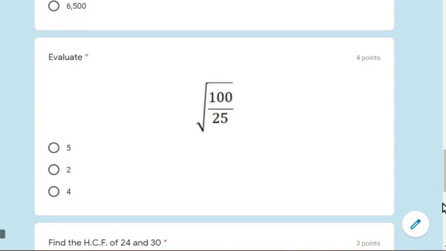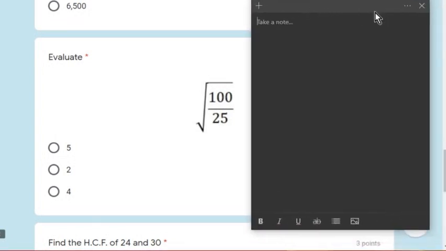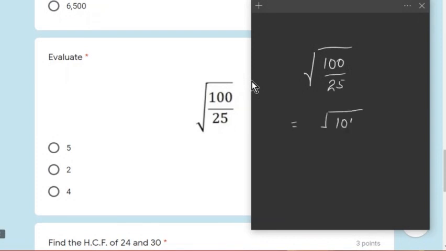Evaluate the square root of 100 over 25. So we need to know our square numbers to be able to solve this. So when we have the square root of 100 over 25, this is the same as the square root of 100 all over the square root of 25. We know that the square root of 100 is 10, and the square root of 25 is 5, because 5 times 5 will give you 25, and 10 times 10 will give you 100. So now 10 divided by 5 is equal to 2.